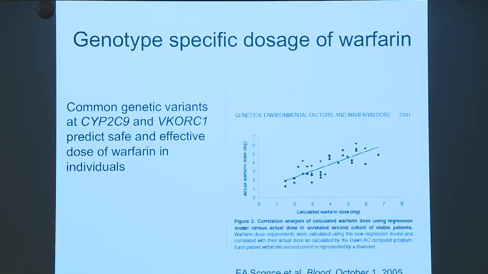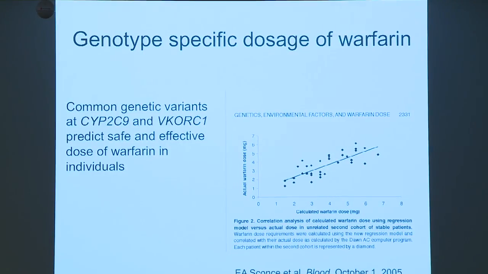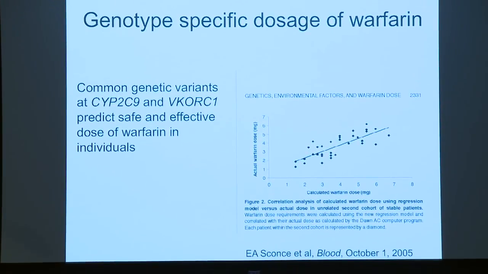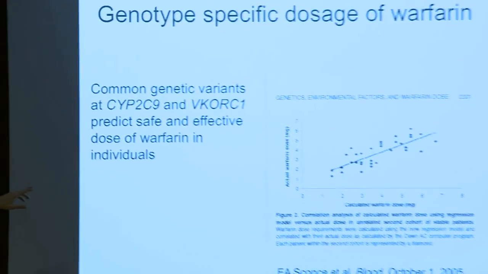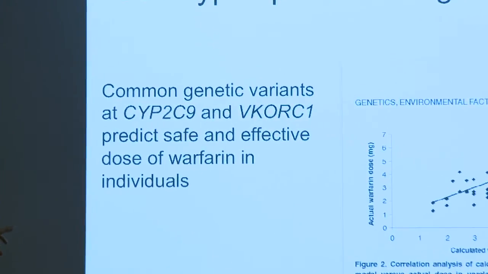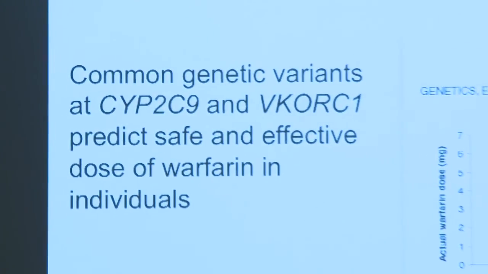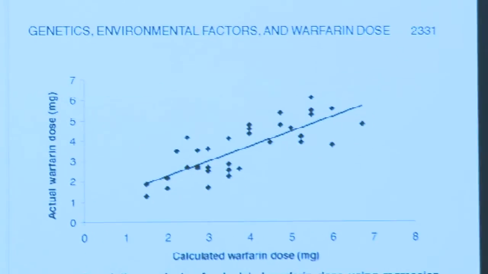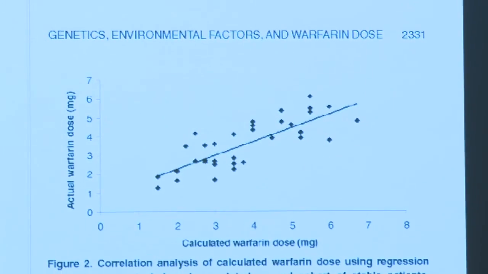And in the case of warfarin, monitoring genetic variants at two genes, a cytochrome P450 that's involved in metabolizing warfarin, and the direct target of warfarin itself, the VKORC1 gene, an analysis can be performed, including other variables such as the individual's age, gender, and body mass, that actually predicts the effective dose in some individuals.